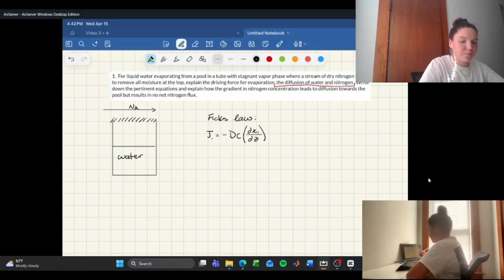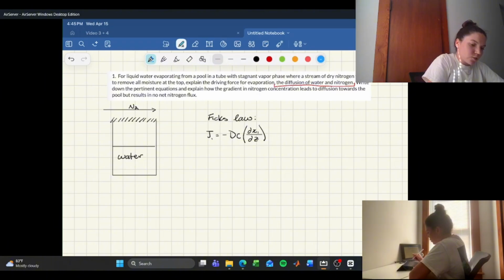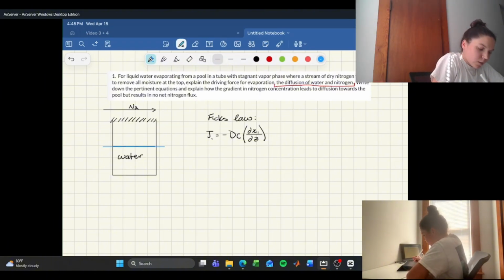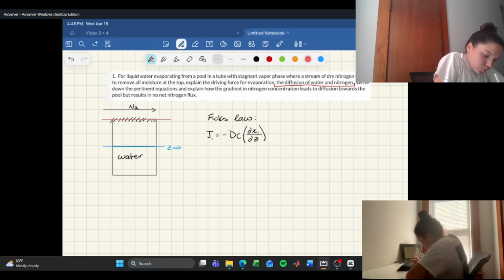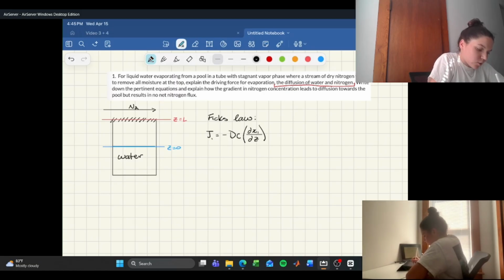This can be Z. So here at this water vapor interface, this is where Z is equal to 0. And then here at this interface is where Z is equal to some length L. And in this space, this is going to be some mixture of nitrogen and water.